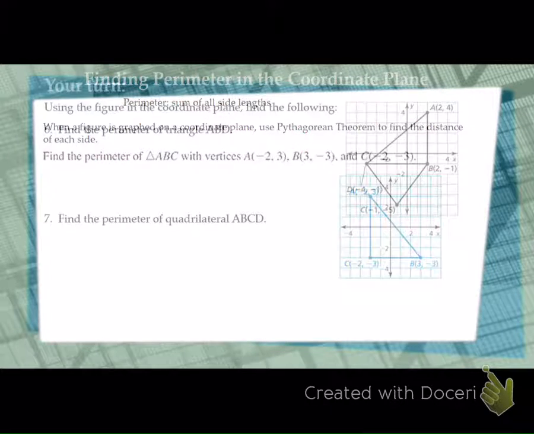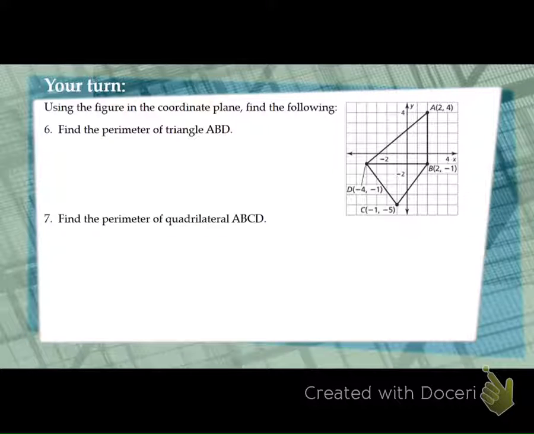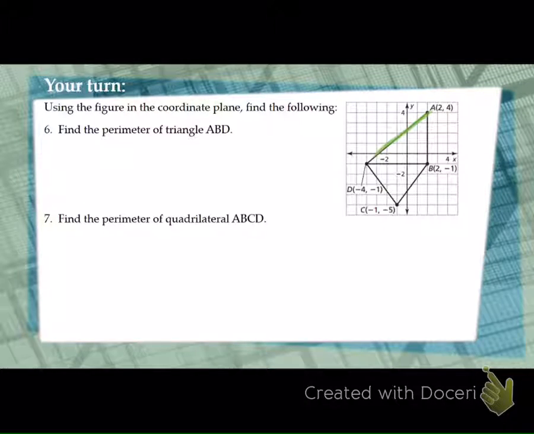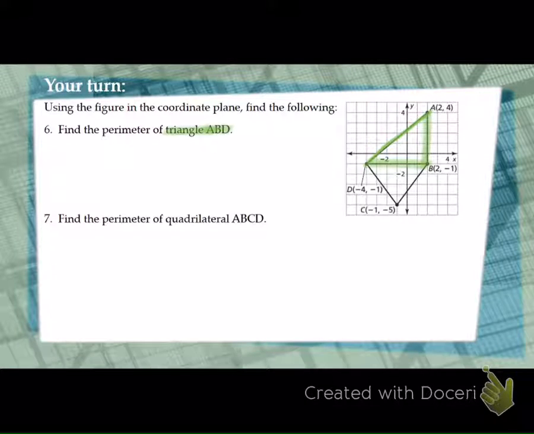Okay, let's try the next one. So it says, using the figure in the coordinate plane, find the following. The perimeter of A, B, D. So A, B, D is that triangle there. The triangle because it has 3 sides.